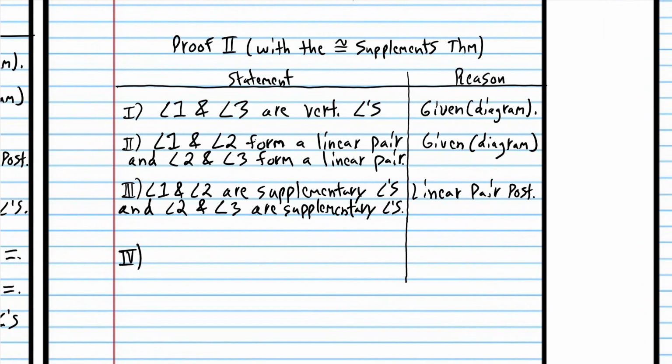Again, we're skipping steps here because we're using the Congruent Supplements Theorem. So because angle 3 and angle 1 are both supplementary to the same angle, they must be congruent. We can just jump to that statement. Angle 1 is congruent to angle 3 because we can use the Congruent Supplements Theorem.